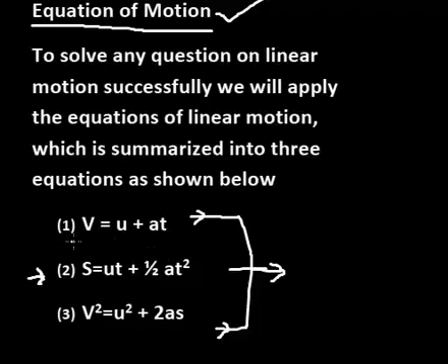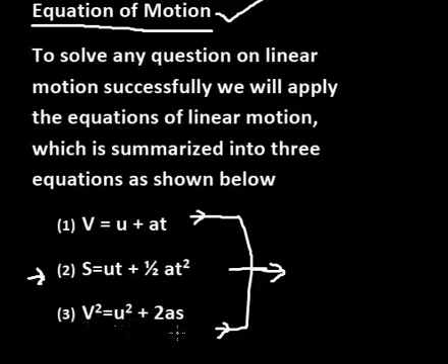So these are the three equations of linear motion. The first equation is v equal to u plus at. The second equation is s equal to ut plus half at square. You just need to write them down. You need to remember them offhand. Then you have the third one, v square equal to u square plus 2as.